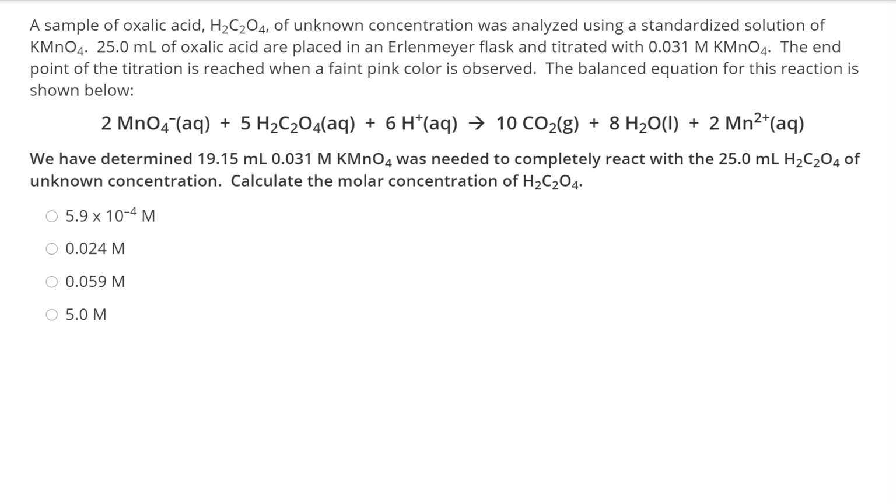All right, in this problem, we have a sample of oxalic acid of unknown concentration, and that would be our analyte. We're analyzing this acid solution. We don't know its molarity. To figure out its molarity, we are going to titrate it with potassium permanganate that we do know the concentration of. And we do have to know the balanced equation in order to do these calculations.